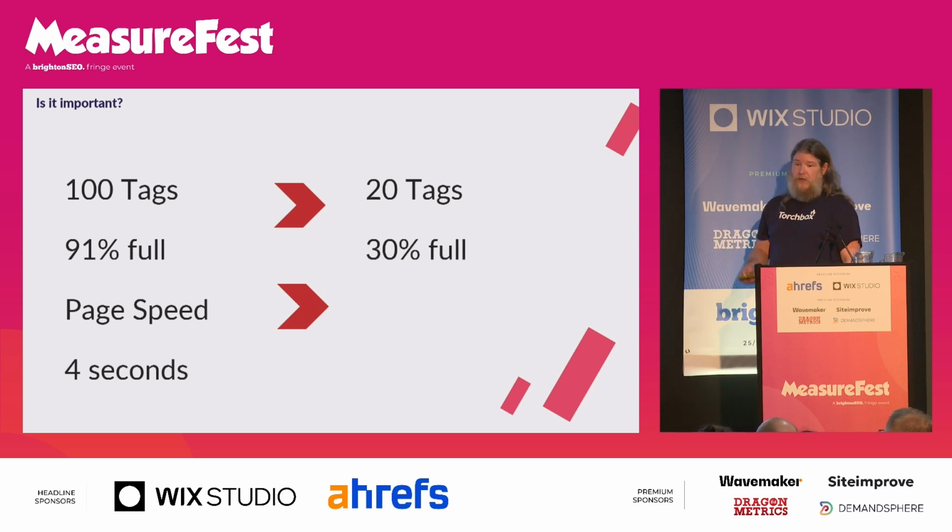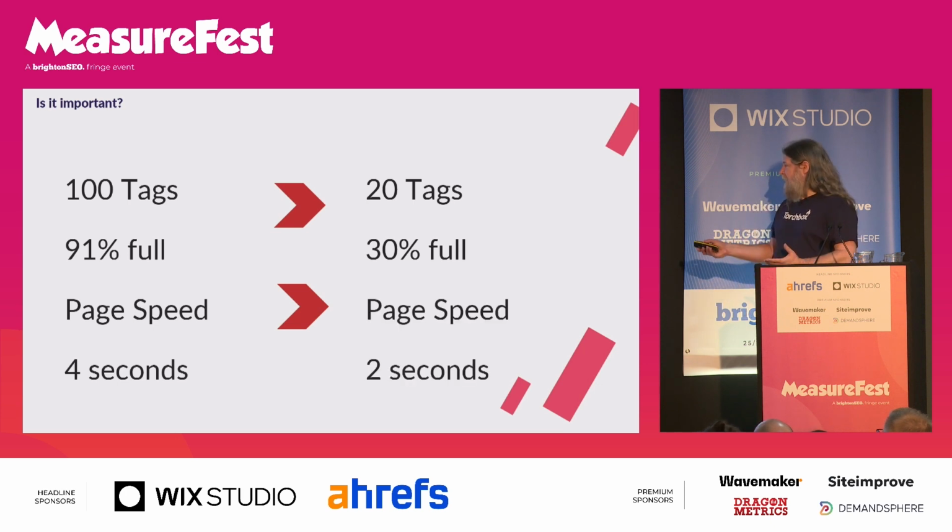That brought it down to 30% full. So a good one to note is that if you've got a lot of tags and a lot of variables, a lot of tags, a lot of triggers, and they're roughly the same, it implies you've literally got 1 trigger per tag. That's really ineffective. And look at that. The actual page speed went down by 2 seconds because of that work.